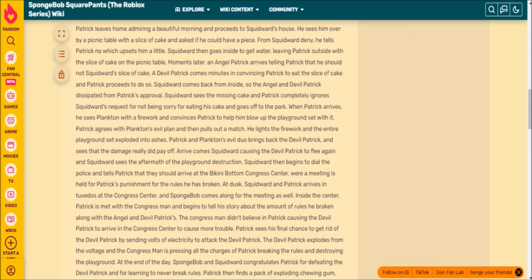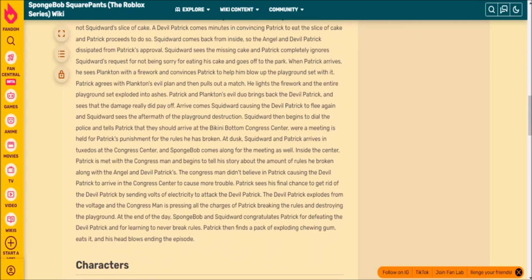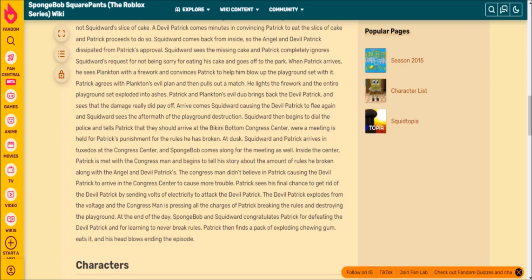Squidward and Patrick arrive in tuxedos at the Congress Center, and SpongeBob comes along for the meeting as well. Inside the center, Patrick is met with the congressman and begins to tell the story about the number of rules he had broken along with the angel and devil Patricks. The congressman doesn't believe Patrick, causing the devil Patrick to arrive in the Congress Center to cause more trouble. Patrick sees the final chance to get rid of the devil Patrick by sending volts of electricity to attack the devil Patrick.